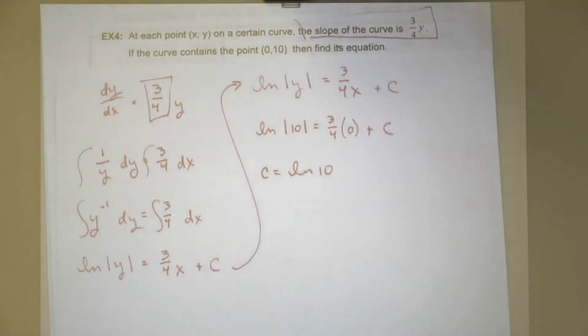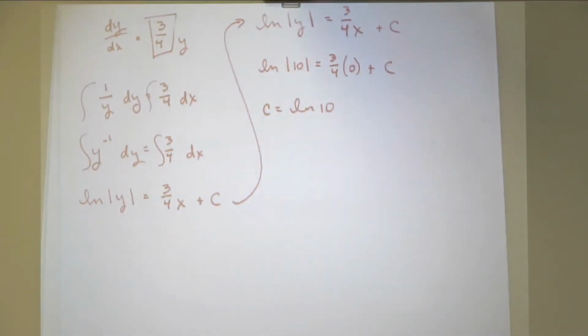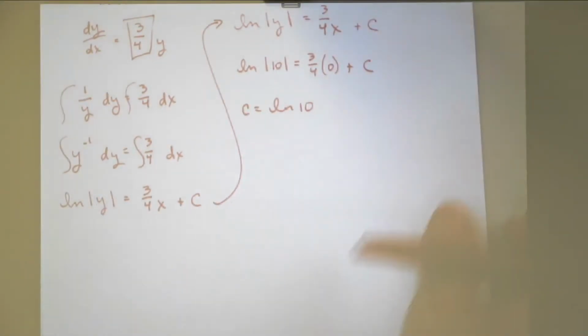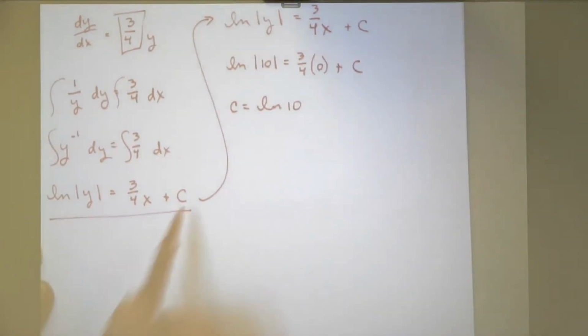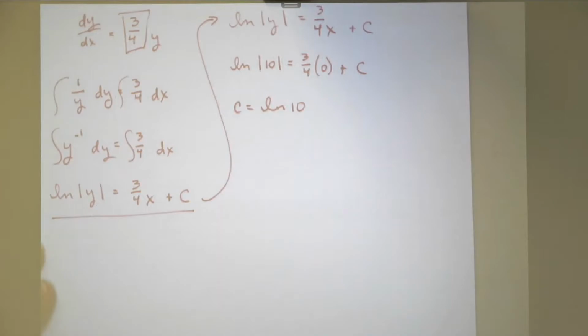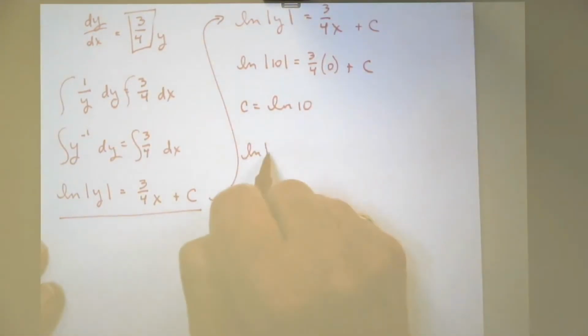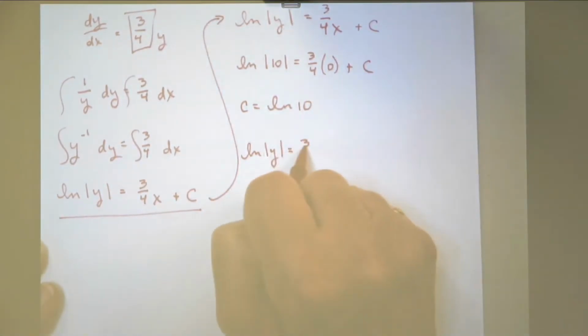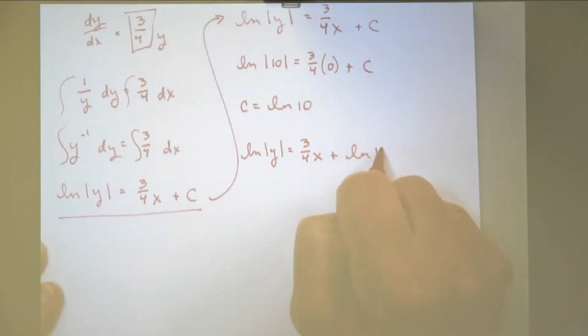Now, I left this step out of the last equation, or I left it out of example 3. We're going to jump in now on example 4 and do this. So I'm going back to the equation that we came up with here, where we had c as our unknown. Well, now we know the value of c. So now I've got ln y is 3/4 x plus ln 10.